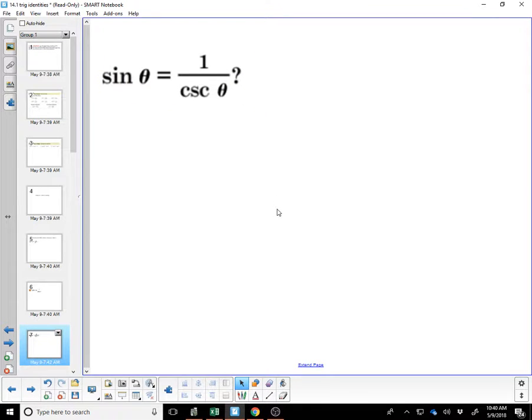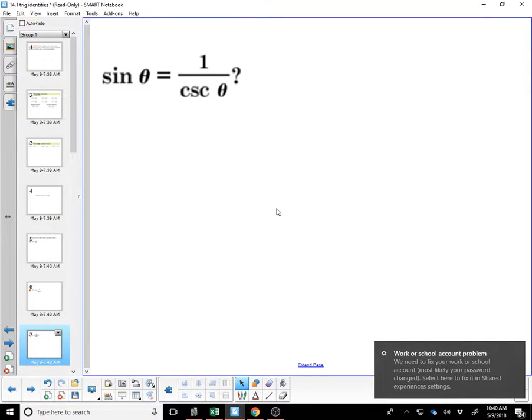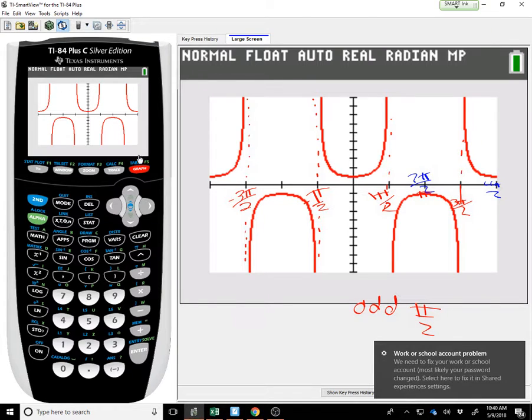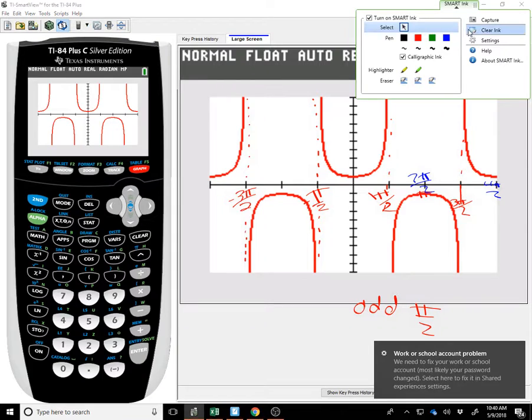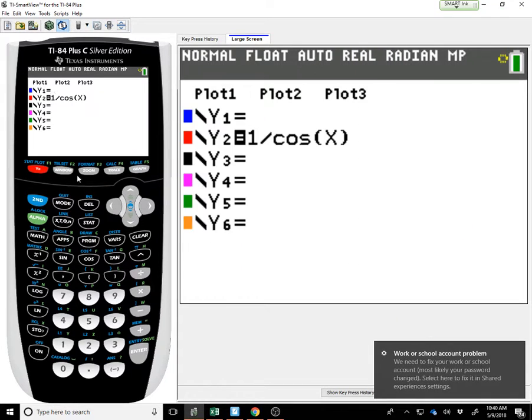This one's sine now. Do we have problems with the sine graph? No, sine graph is just a nice wave, goes on forever, right? The one I want to worry about is that cosecant. So I'm going to have to graph this cosecant and see what happens with it. Let me clear this ink. Instead of this being a cosine, it should be a sine. And I'm going to graph that.